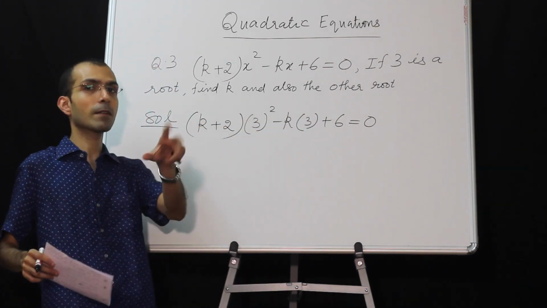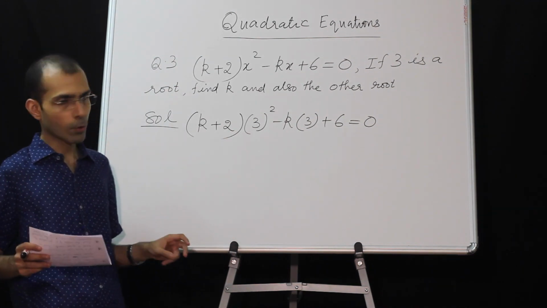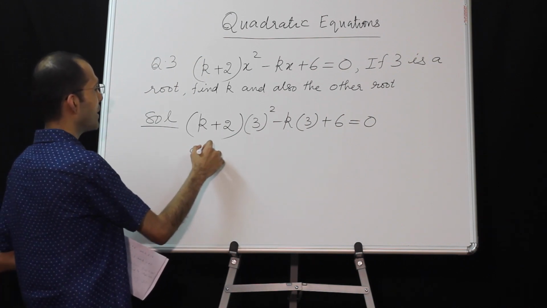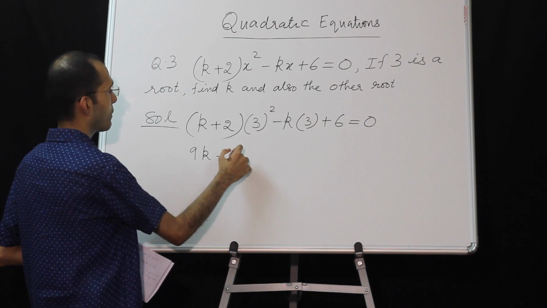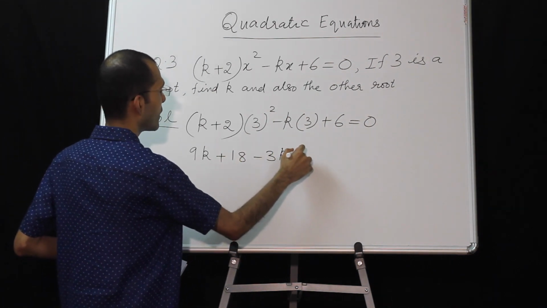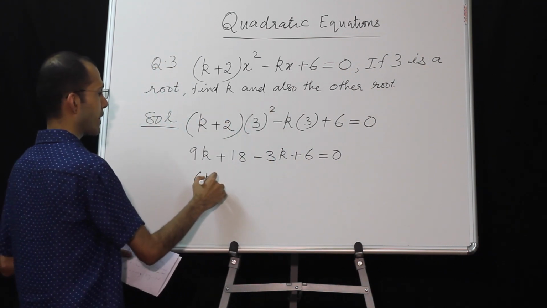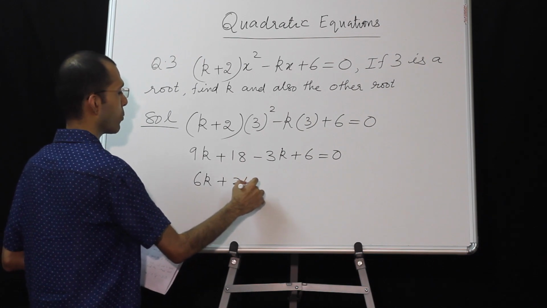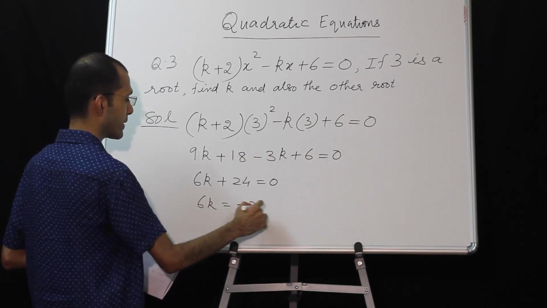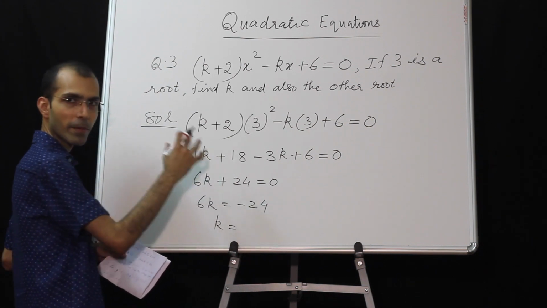This step will carry 1 mark. Later on, if you do some calculations mentally, absolutely no problem, but substitution has to be shown. This will be 9k plus 18 minus 3k plus 6 equaling 0. So 6k plus 24 equaling 0. So 24 will go on that side, 6k is minus 24, k will be minus 24 divided by 6.